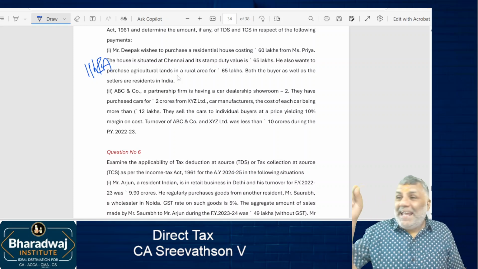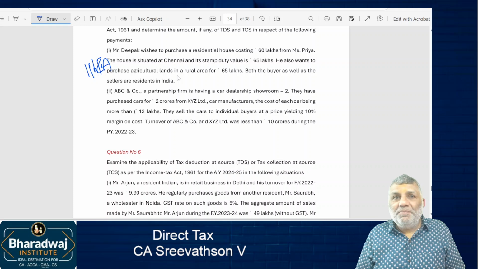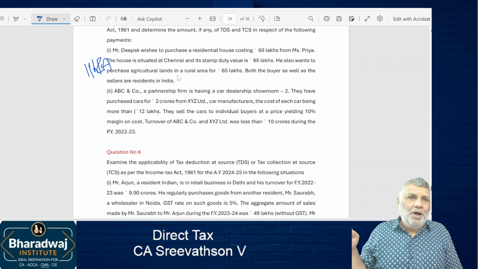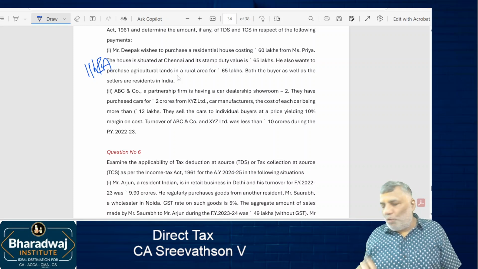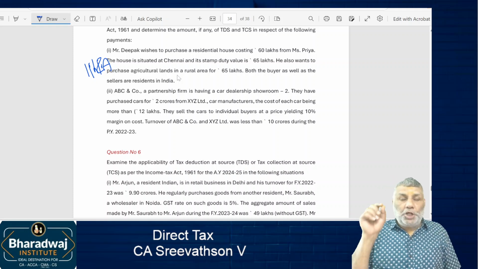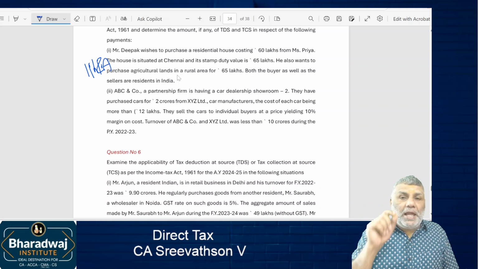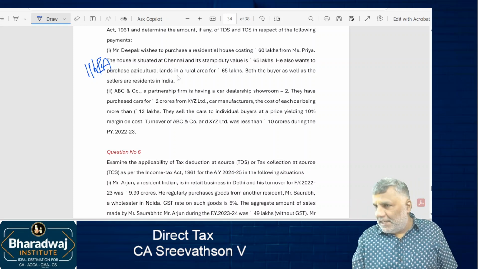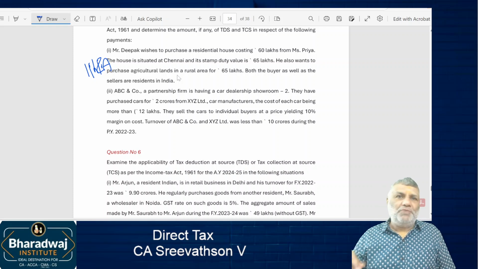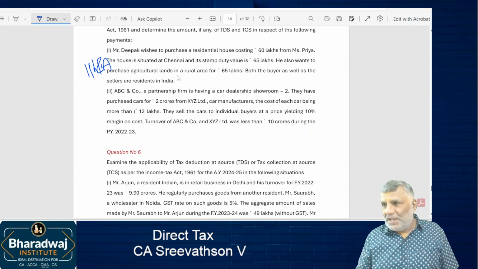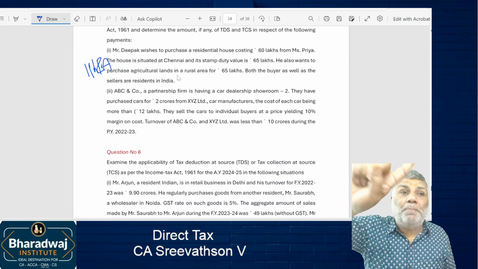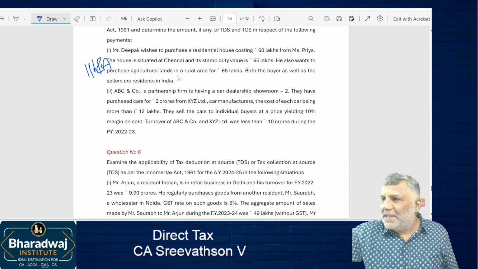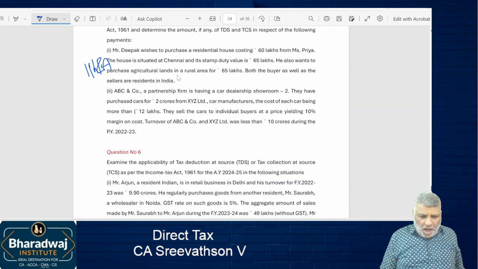206C(1H), which is 194Q. Okay, purchase. There are two conditions for 194Q. The total turnover of the immediately preceding year should be more than 10 crores and the transaction value should be more than 50 lakhs. In that case, on the amount exceeding 50 lakhs, 0.1% is the TDS.